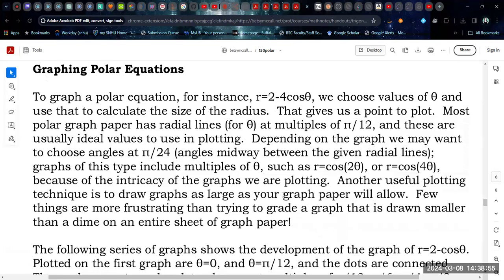Now, if I want to graph a polar equation by hand in polar form, not converting it back to rectangular, then I need to choose values of theta and use that to calculate the size of the radius and then plot consecutive points. Now, as we saw in the past, typically polar graphing paper has radial lines for theta and multiples of pi over 12.